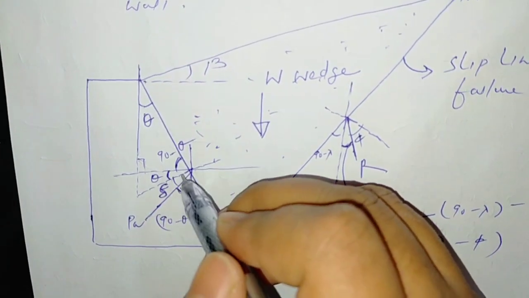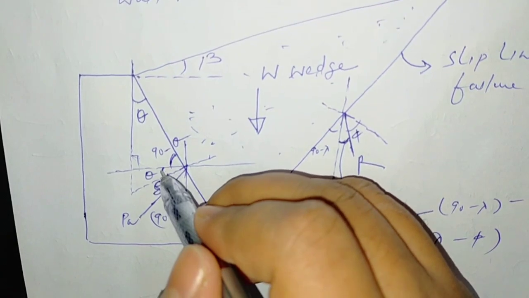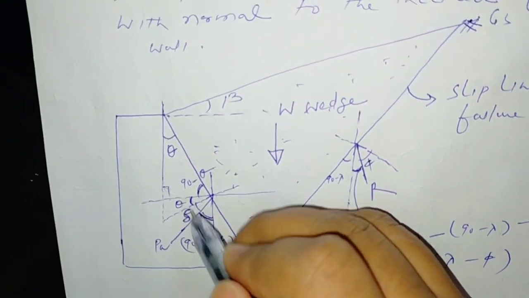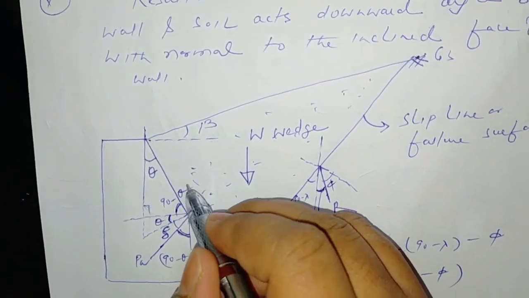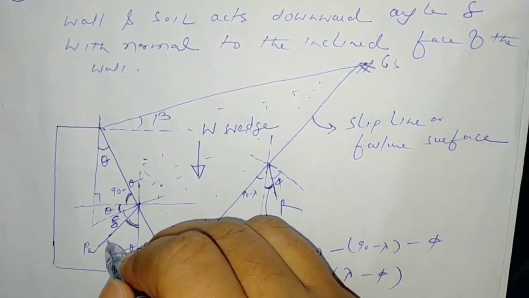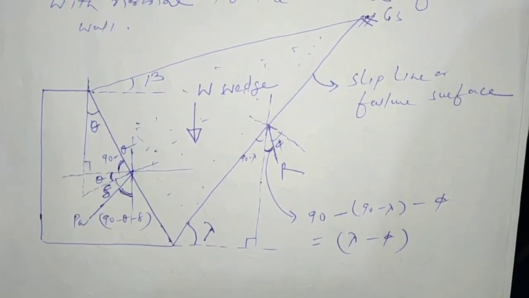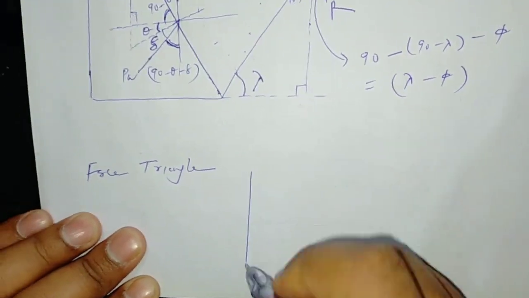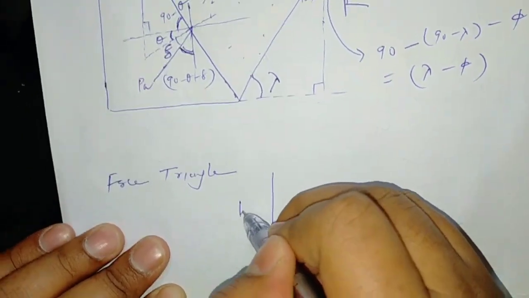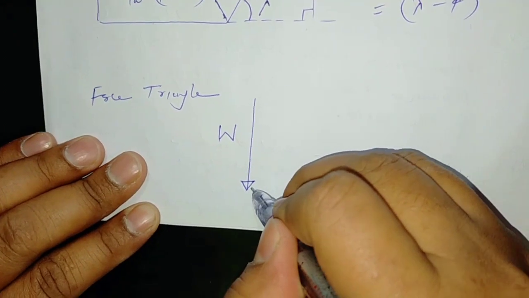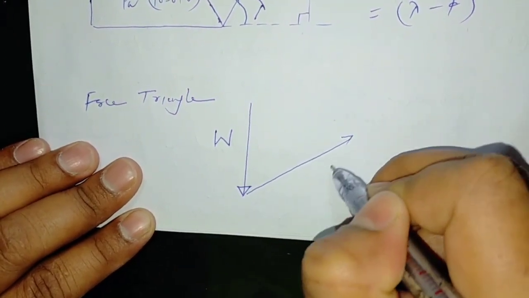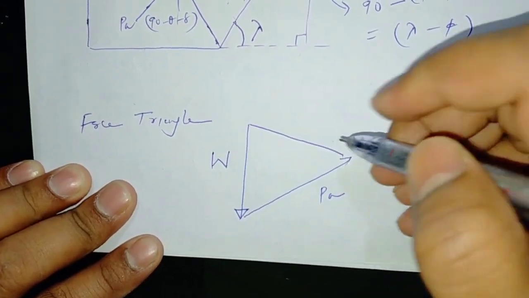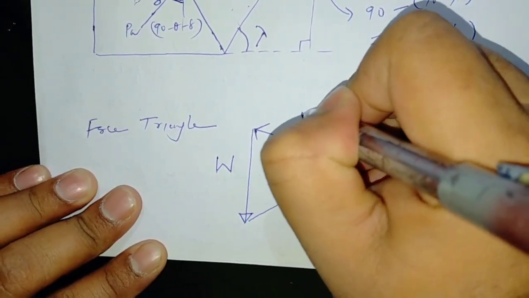If this is theta, once again it is theta. So the total angle is 90 degrees, and this angle is 90 minus theta minus delta. So with the vertical line, we have computed the value of PA, it is 90 minus theta minus delta. If I draw a force triangle, let us assume this is W, this is PA, and this is R.